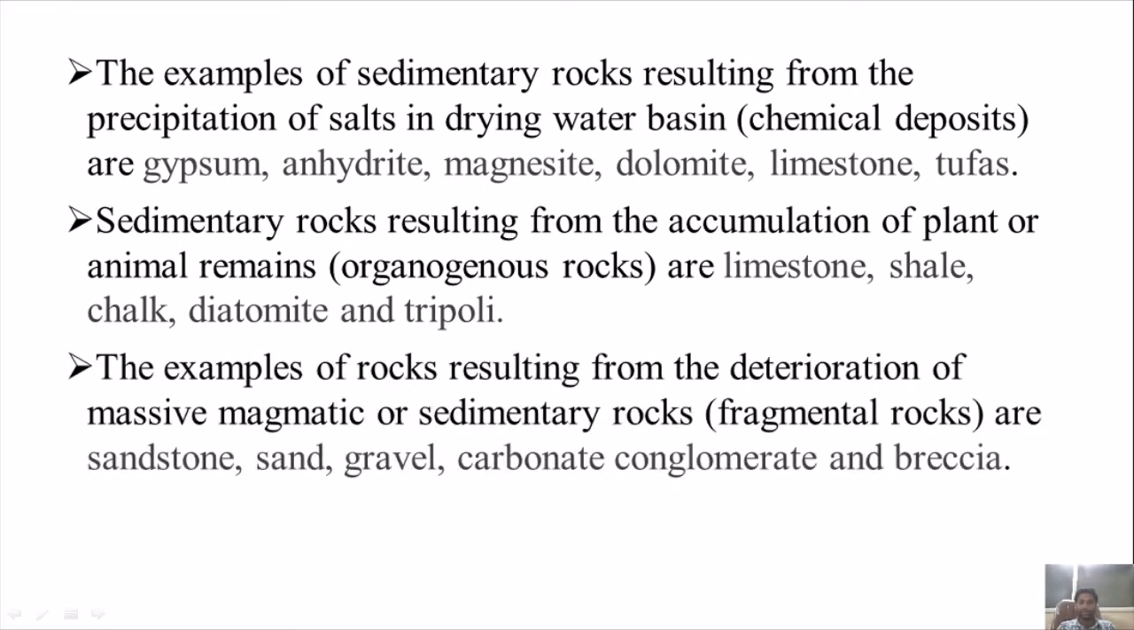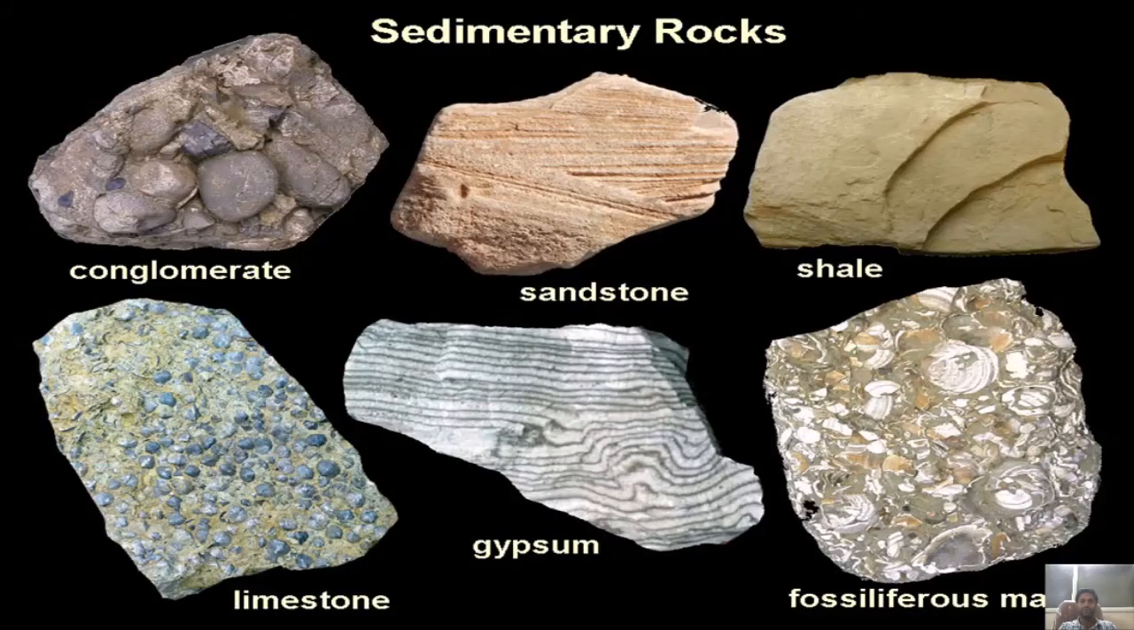The examples of rocks resulting from the deterioration of the massive magmatic or sedimentary rocks, fragmental rocks, are sandstone, sand, gravel, carbonate, conglomerate, breccia, etc. These are the examples of rocks resulting from the deterioration of the massive magmatic or sedimentary rocks. So these are some of the pictures of the sedimentary rocks.